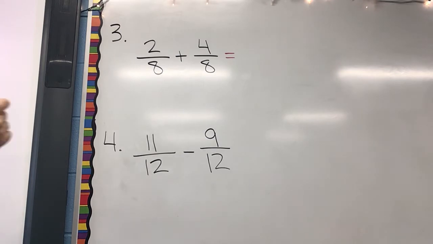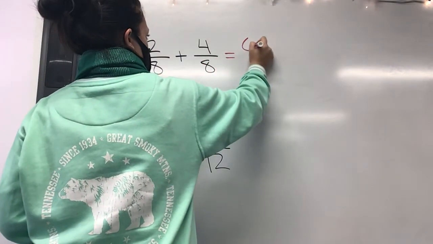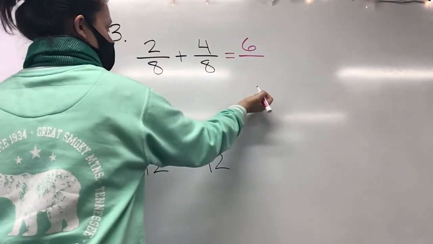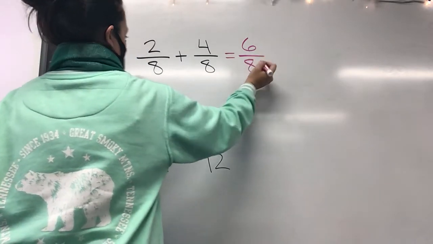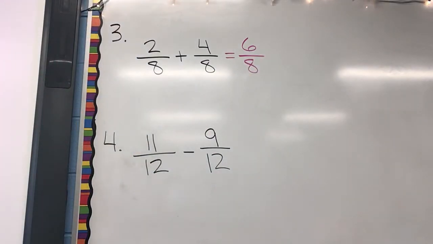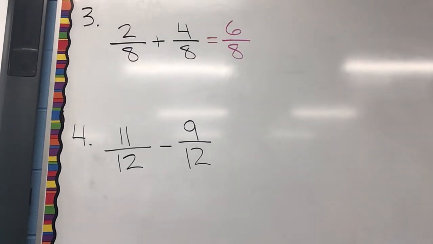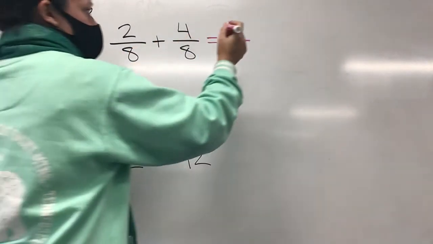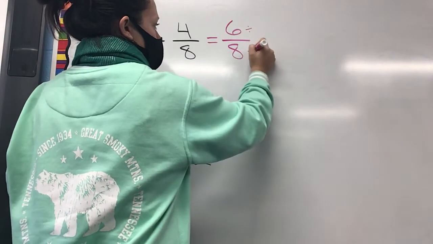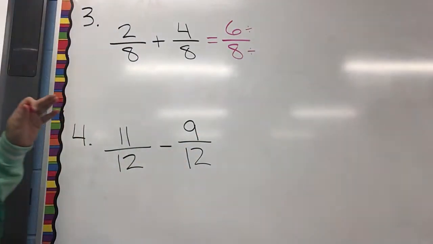What is 2 plus 4? 6. My denominator stays the same. And then step 4 was reduce, simplify. Yep. So 6/8. What could they both be divided by? What would be a common factor here for them? Justice?